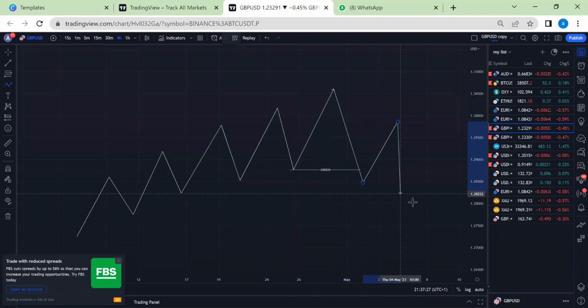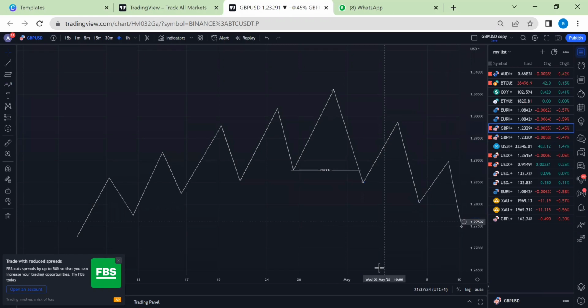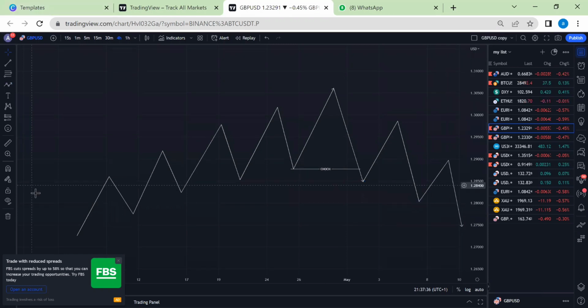So you now see it starting to do something like this. Starting to do something like this. Why can't I move this chart? Yes.